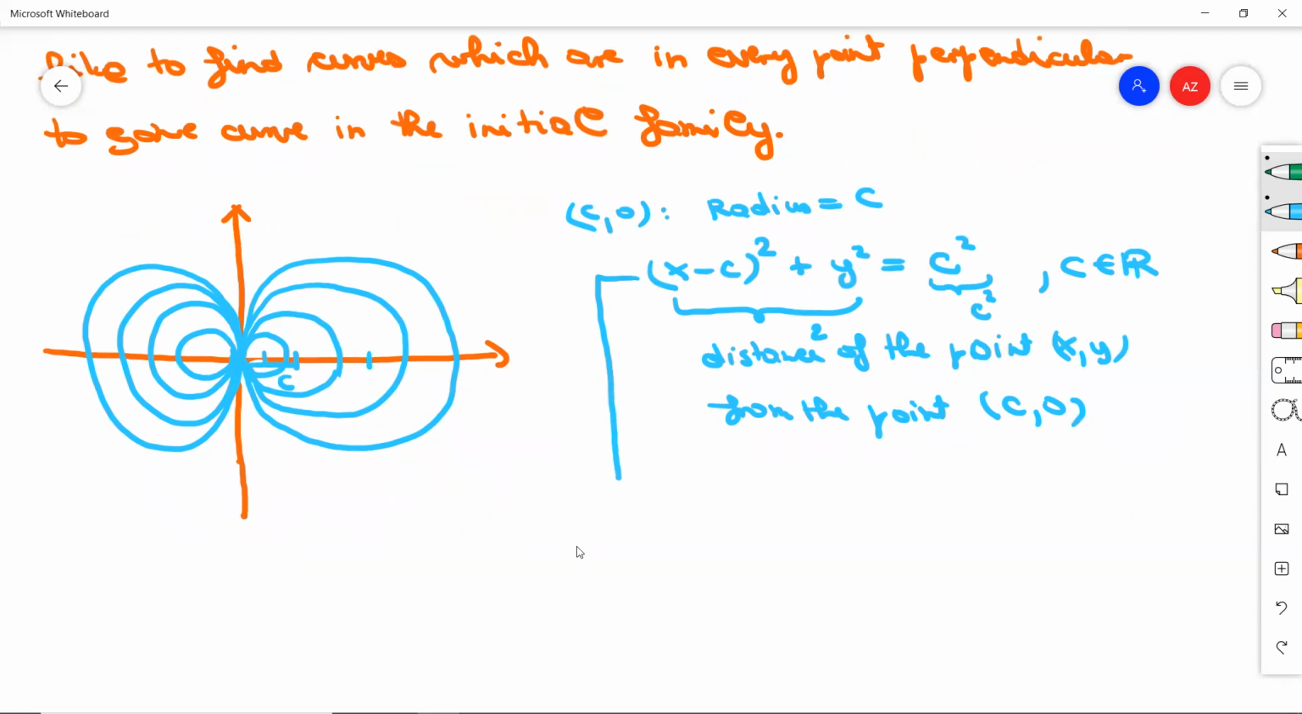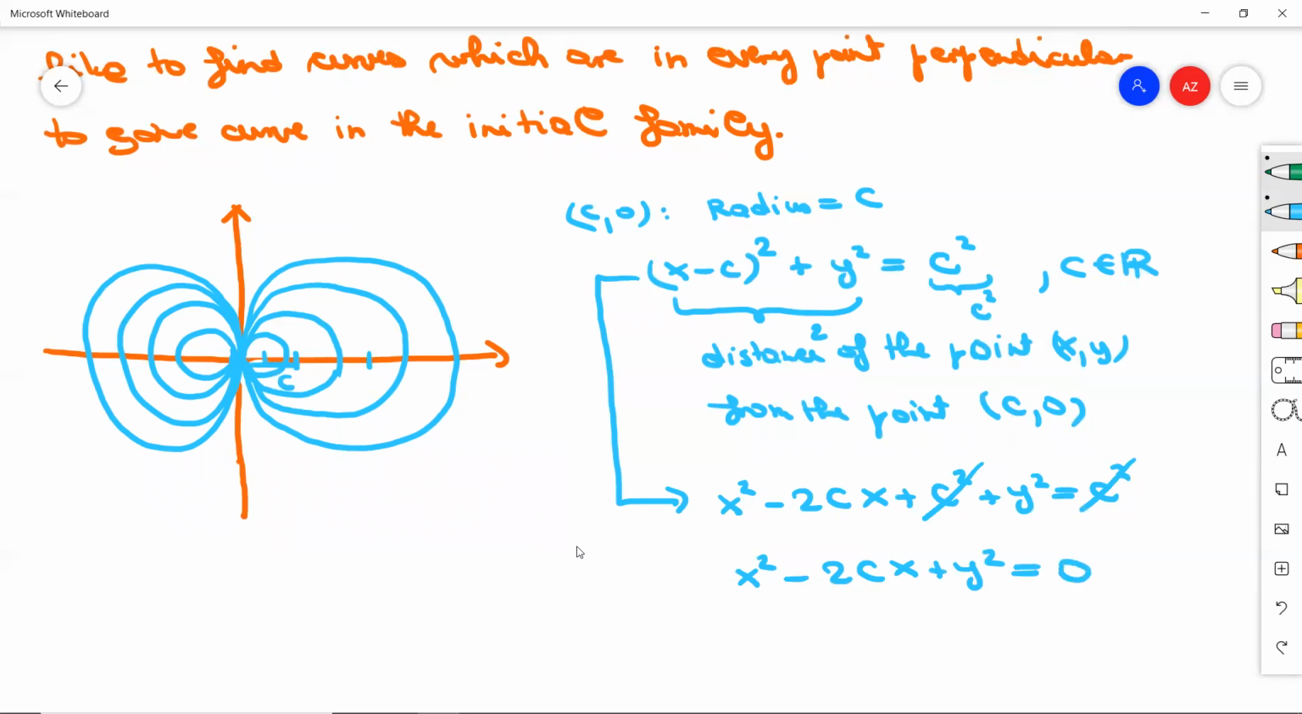Now this equation can also be rewritten. So we compute this first square and we get x squared minus 2cx plus c squared plus y squared is equal to c squared, which means that the c squared on the left and on the right side cancel out. So we get x squared minus 2cx plus y squared is equal to 0. So this is our family.